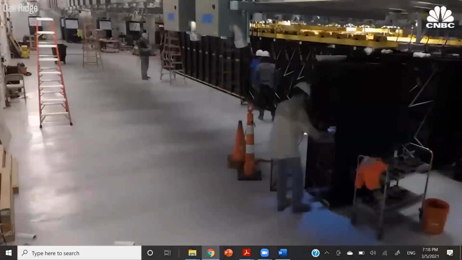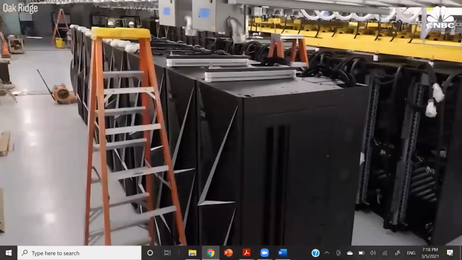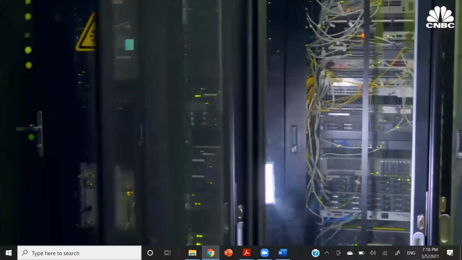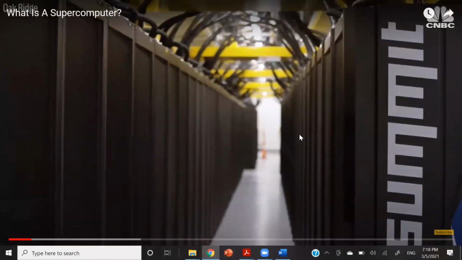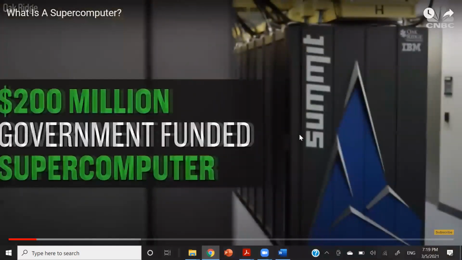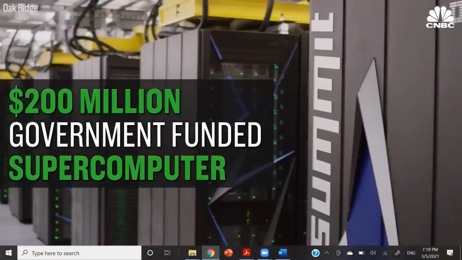The race for the world's fastest supercomputer is on. China has held the big lead for the last 5 years, but the United States has surged ahead with Summit, a $200 million government-funded supercomputer.